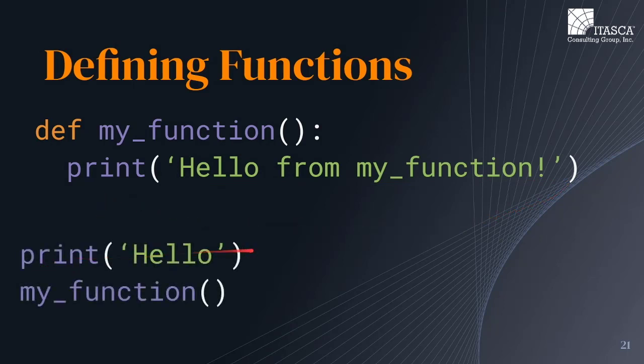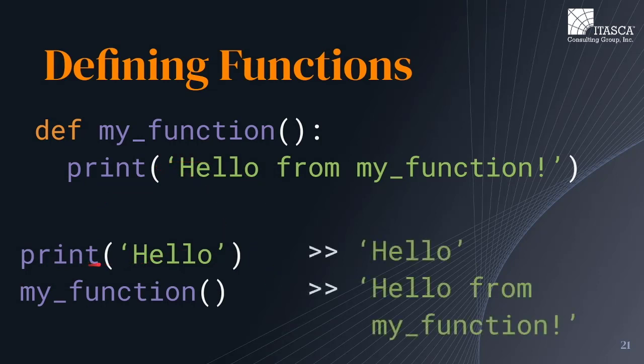So if this is then our code snippet after we've defined this function, if we print hello and then call my_function, well, this will firstly print hello out to the console, and then when my_function is called, it will cause this code statement printing hello from my function to be executed, and thus hello from my function will be printed.